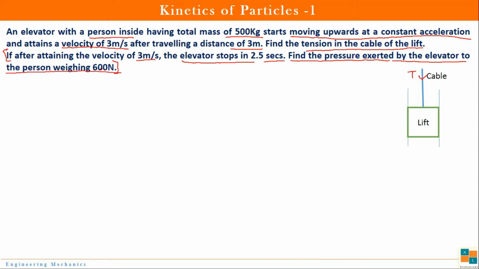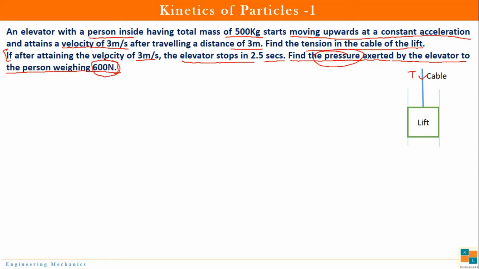Now, to understand the second part of the question, let us imagine that we are in the lift and the lift is moving upward with some velocity, and when the floor arrives it tries to stop. So while stopping, you must have observed that you feel some weightlessness, or you feel your weight less than the actual. So this is the only question we need to find out. What is the pressure exerted by the elevator to the person weighing 600 Newton?